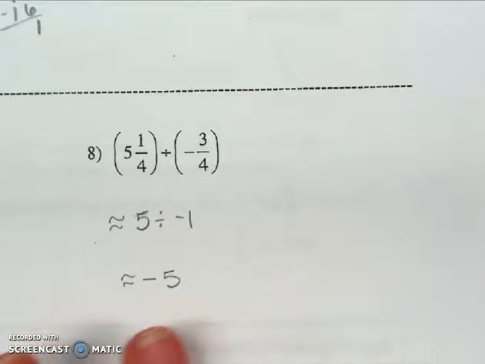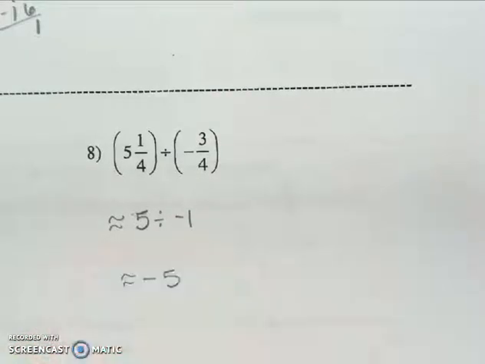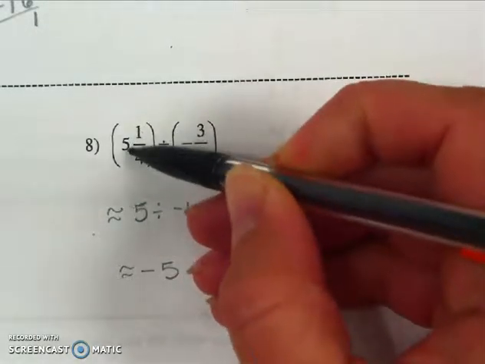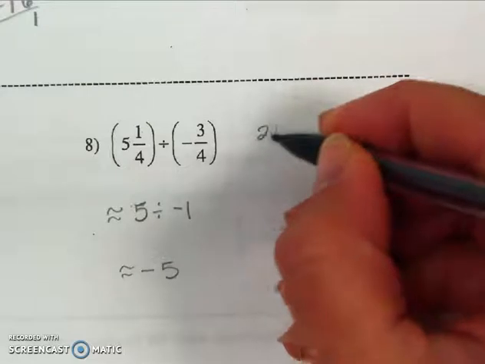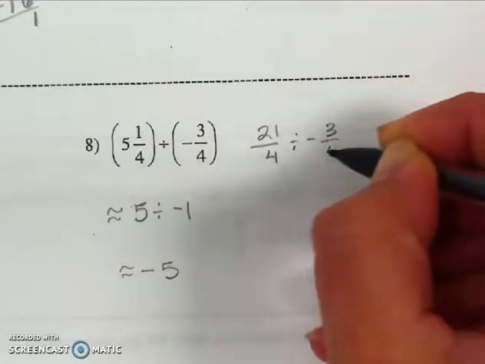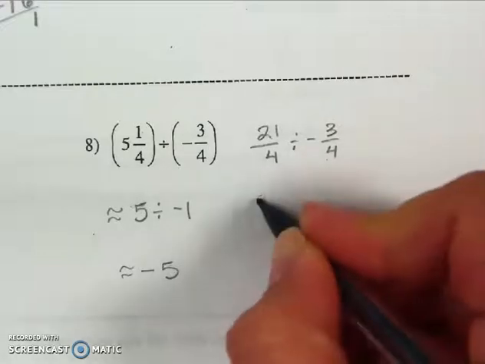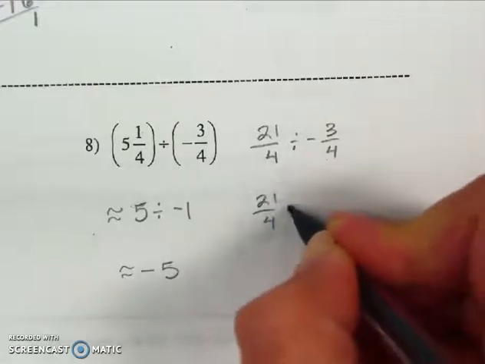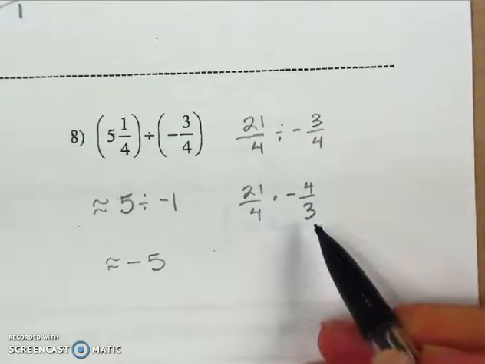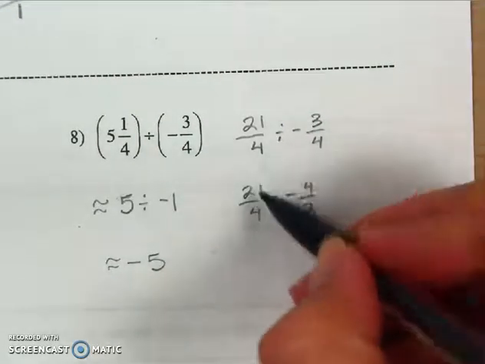Now, it might be a little more, might be a little less, but let's see what we get when we actually work this out. Big by the bottom at the top would be 20, and 1 would be 21/4 divided by -3/4. Remember, keep, change, flip, so 21/4 would be multiplied by -4/3. And this time we can do a whole lot of cross-reducing. Thank goodness. I love cross-reducing.